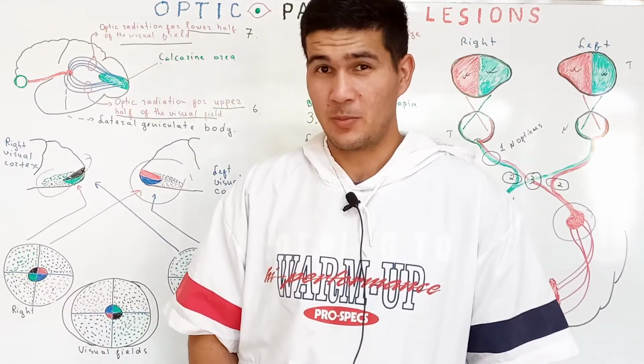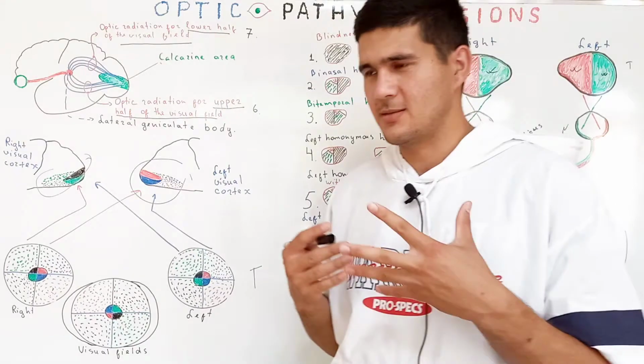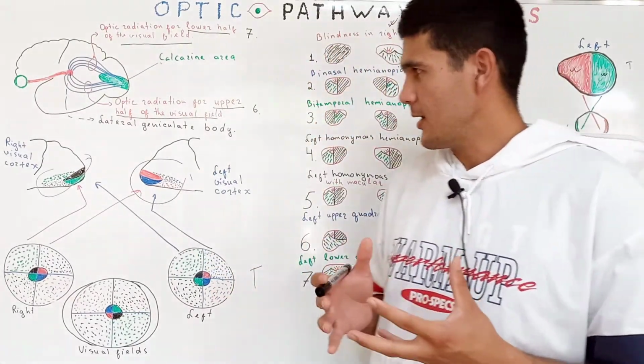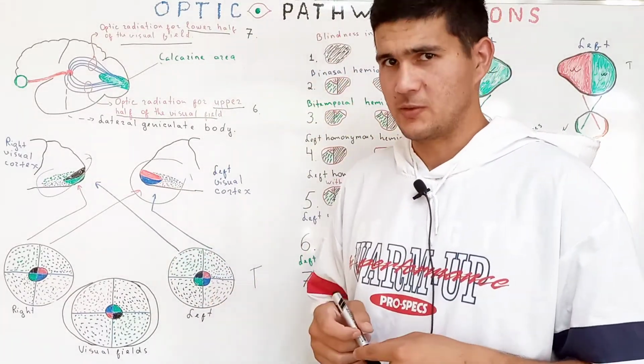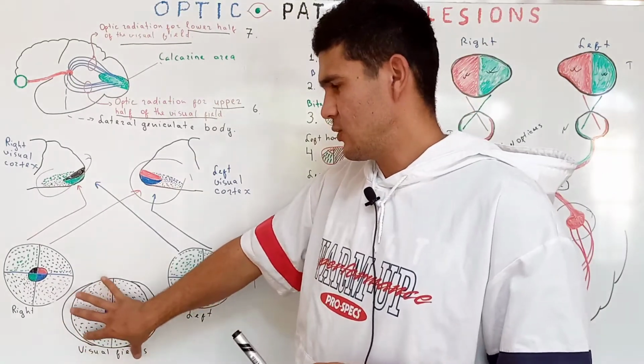Today we're going to talk about optic pathways and some kinds of lesions according to the location of the optic pathway lesions. First of all, we should talk about the optic system of the eye and the carriage of the optic impulses to the hemispheres. First of all, look at that, that's the view of the object.